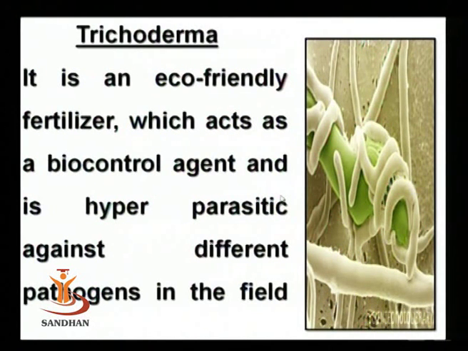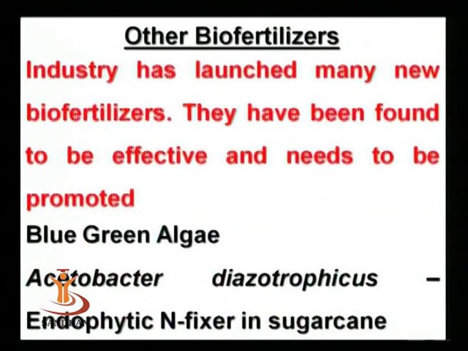The next is Trichoderma. It is an eco-friendly fertilizer which acts as a biocontrol agent and is hyperparasitic on different pathogens in the field. There are many types of pathogens found in different types of soil that can be overcome with the help of Trichoderma. Many times, biofertilizers can be added with pesticides also, fungicides also. So Trichoderma assists in that way too.